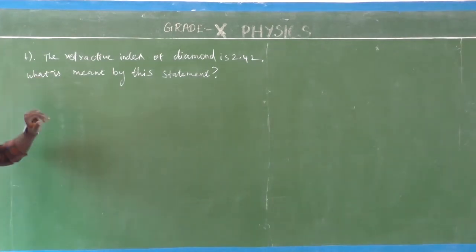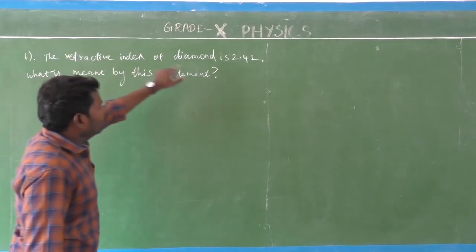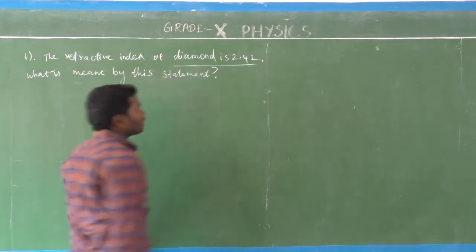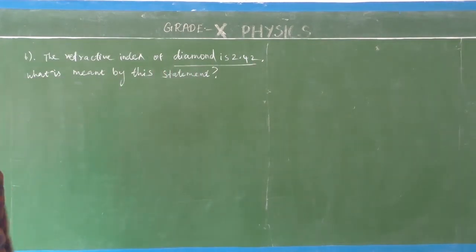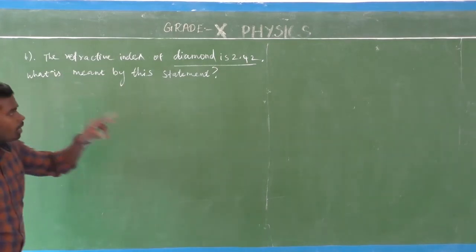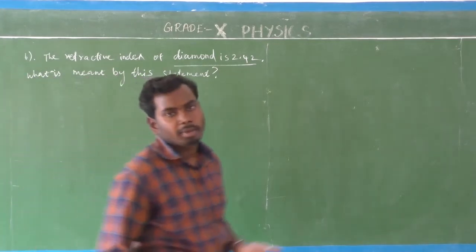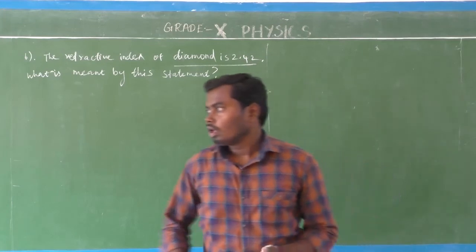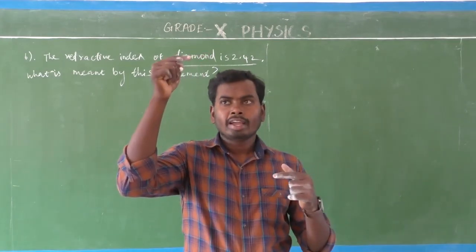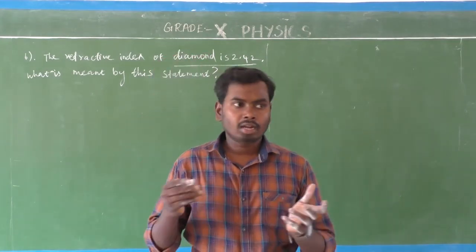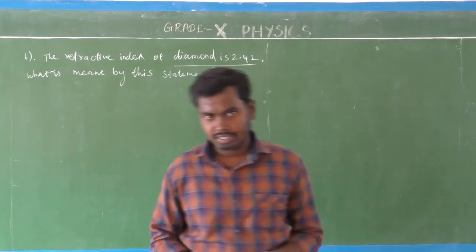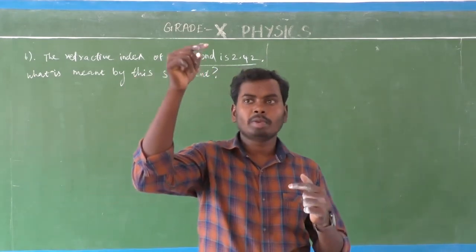Listen here. What is the question? The refractive index of diamond is 2.42. What is meant by this statement? Okay. So already we know when light goes from one medium to another medium, its speed changes. It can increase or decrease.